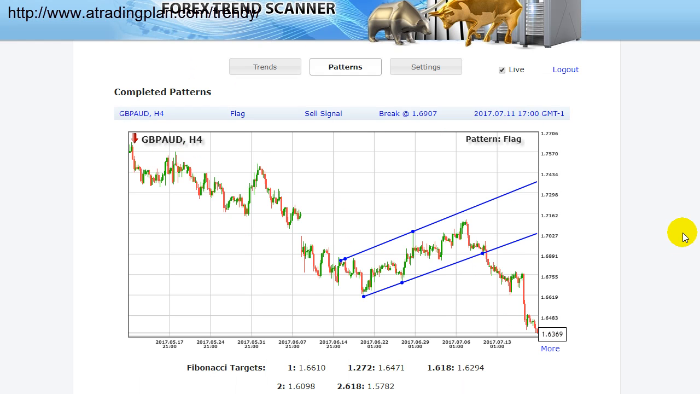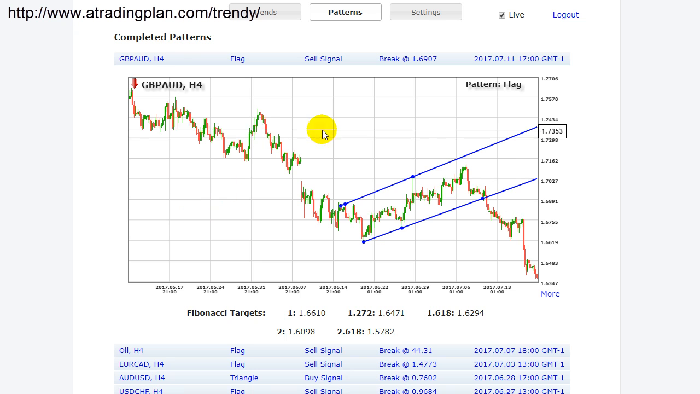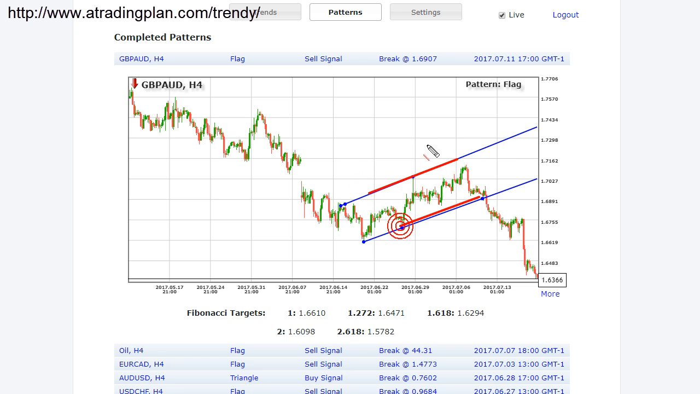Let's take a quick look at some of the completed patterns that have occurred. We had a flag pattern here. Now you can get all these sent to your phone, so you see what's happening here. This was a pound Aussie trade. You see that we have the flag building up here. So we call that a bear flag. And then it broke at 1.6907, so in this area here. And you can see it's toppled down to 63.